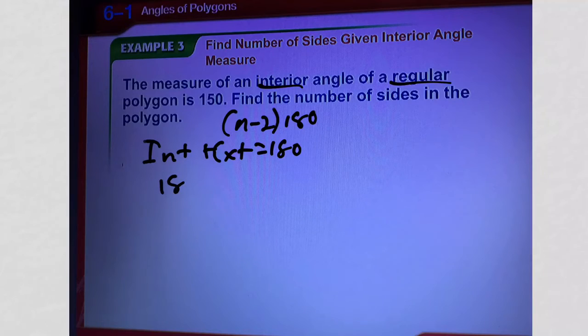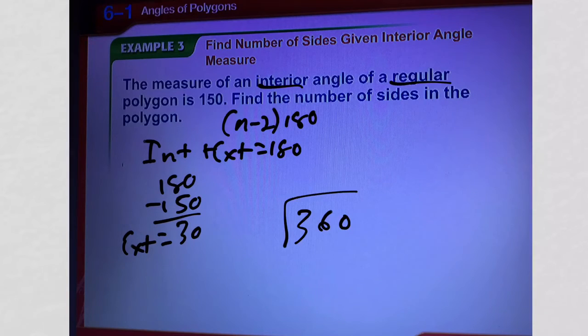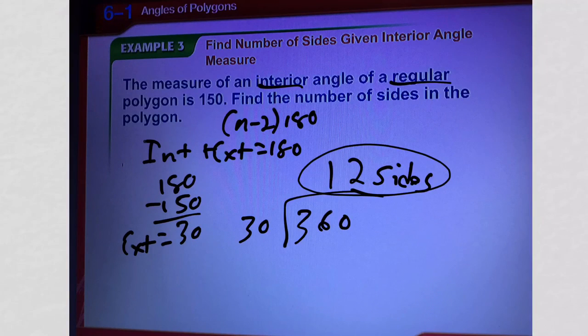So I just take 180 minus 150, and that gives me a measure of 30, so that means my exterior angles, they're each 30 degrees. Well, if I know they all have to add up to be 360, and each and every one of them are 30, I can take 360 divided by 30, and that tells me how many angles that I have. So that tells me I have 12 sides, or 12 angles. And that's our final answer.